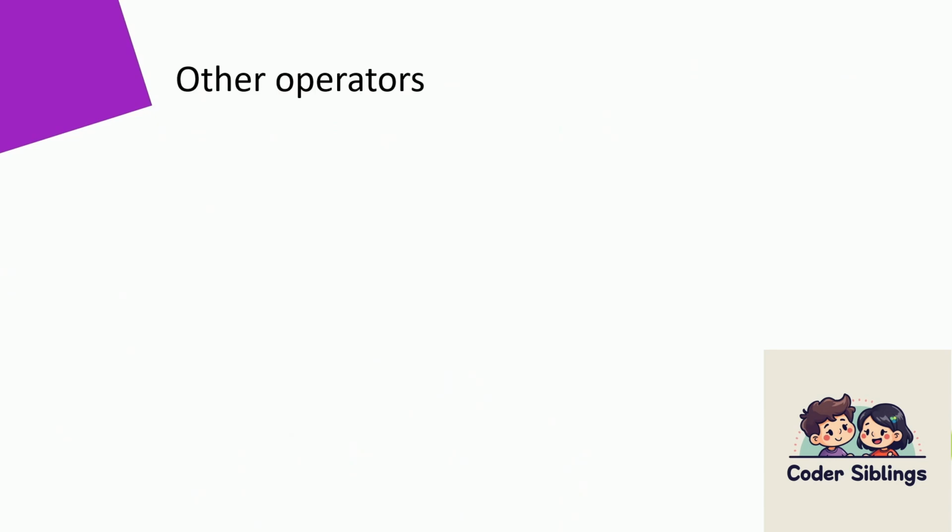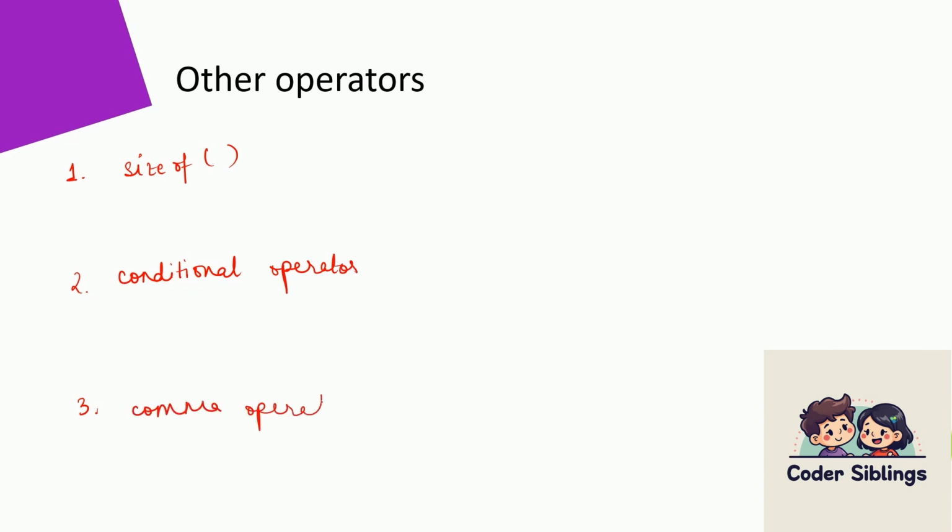So now there are also certain other operators in C++. Under other operators we shall discuss three, right? First will be the sizeof operator. Second will be the conditional operator. And third will be the comma operator, right?